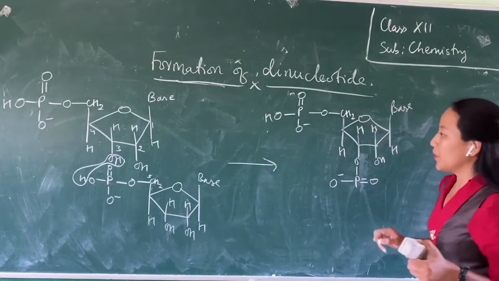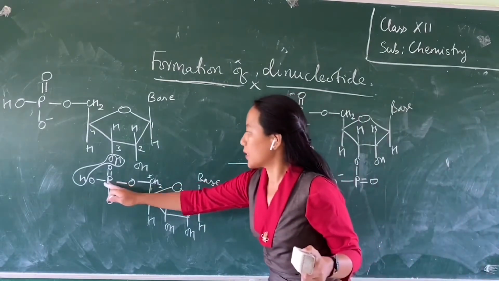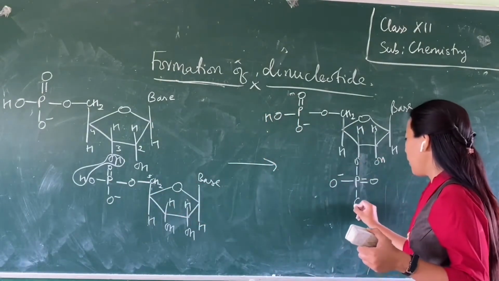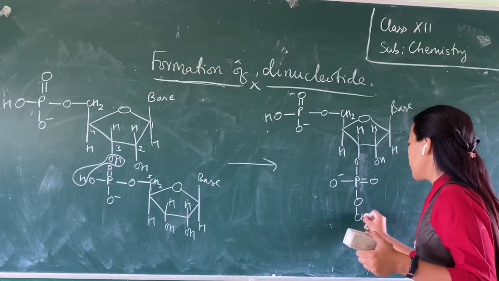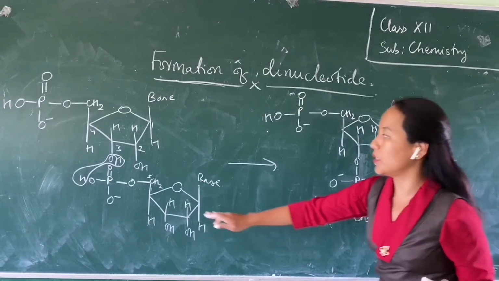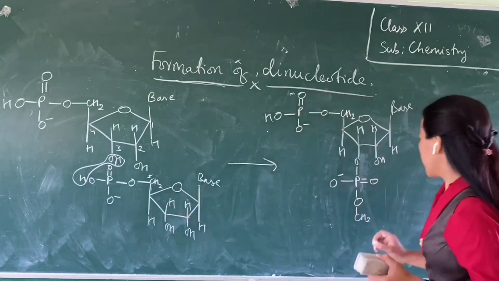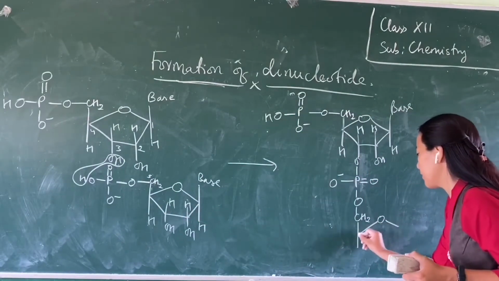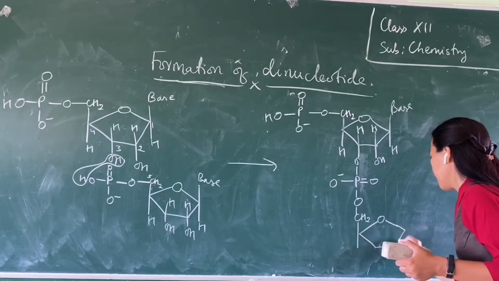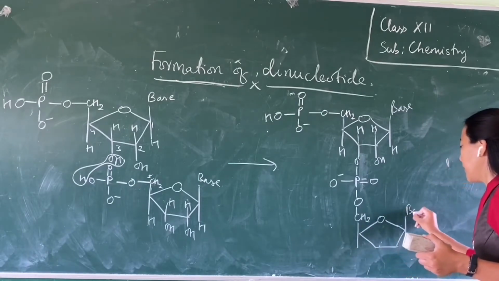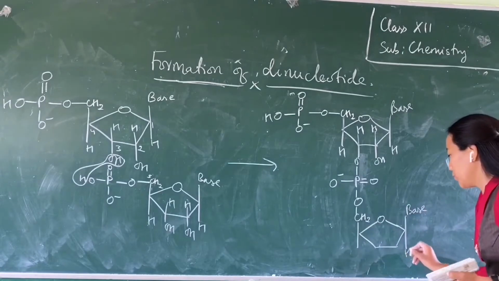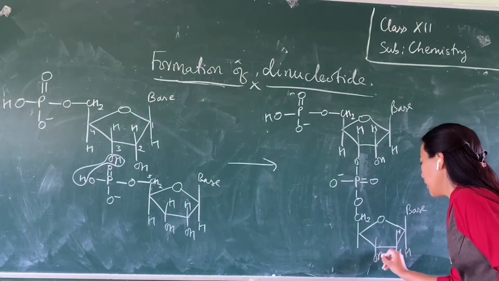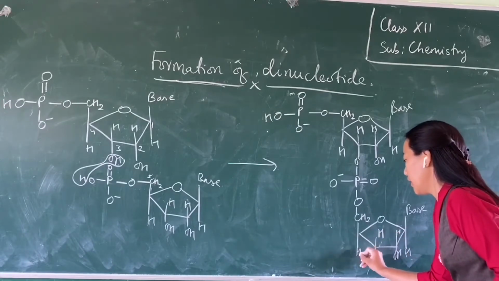Now this P is connected to this carbon through this oxygen. So I have O and then CH2, which is connected to this ring. The first carbon bears the base, and then you have hydrogen. Here you have OH, H, OH, H, and then here H.